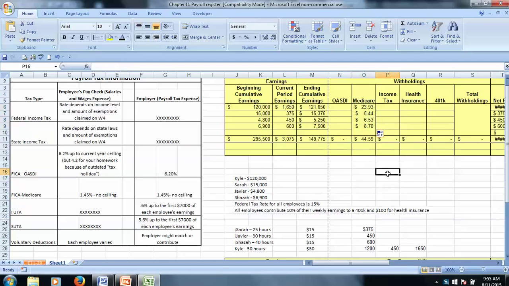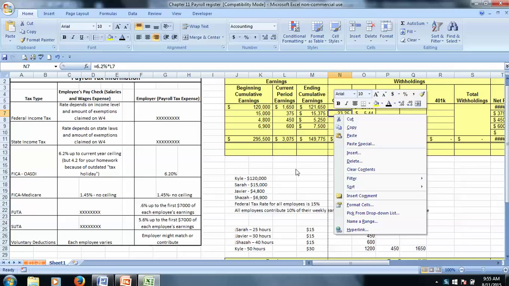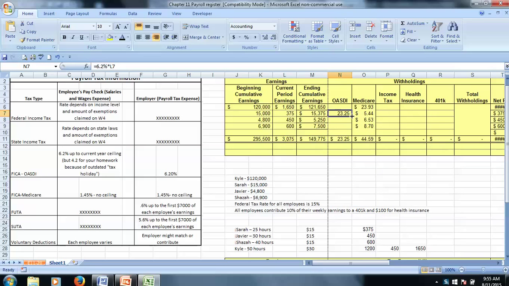But we must go back now and look at the Social Security taxable earnings on our employees, because none of the others had reached that ceiling of $118,500. So we must calculate the OASDI for each of these employees. If we look over here, 6.2% for each employee, we can take 6.2% times their current period earnings, which gives us the amount that must be held out of their paycheck for their contributions to the Social Security fund. And as we did before, we can select, click and drag, and populate the other cells with the amount of OASDI that must be withheld out of the employees' paychecks.